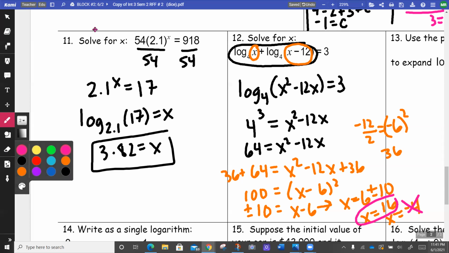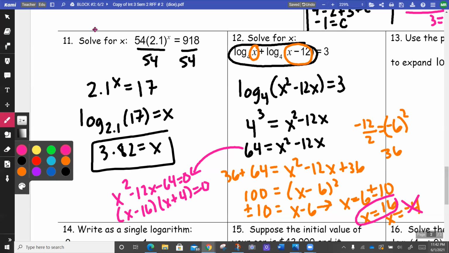Here I was thinking of 16 and 4, but I was thinking it had to be positive. So it's x squared minus 12x minus 64. This actually was factorable. A negative 16 and a positive 4 would have been the factors. And you see I get 16 and I get a negative 4. But again, you cannot take log of a negative, so this one's gone. It's just going to be a 16.